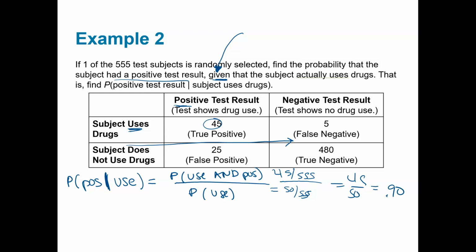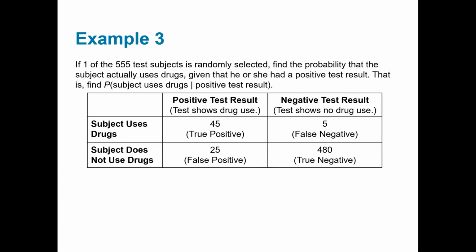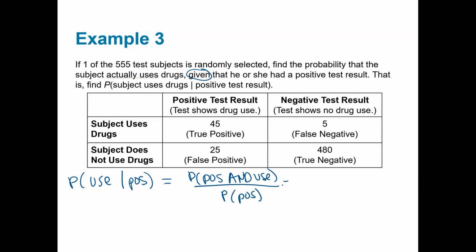Let's do one more example. If one of 155 test subjects is randomly selected, find the probability that the subject actually uses drugs given, conditional word, that he or she had a positive test. So they say that they use given they had a positive test. So that means they really want the probability that they're positive and use over the fact that they were positive.